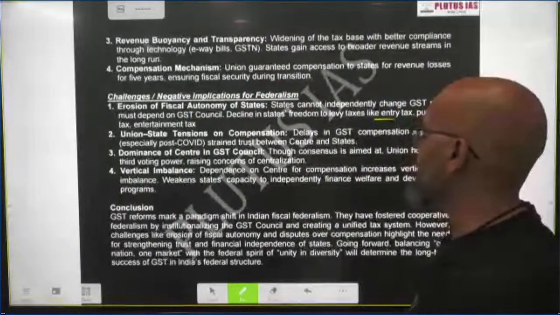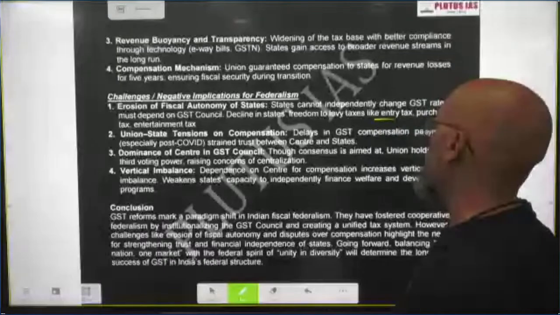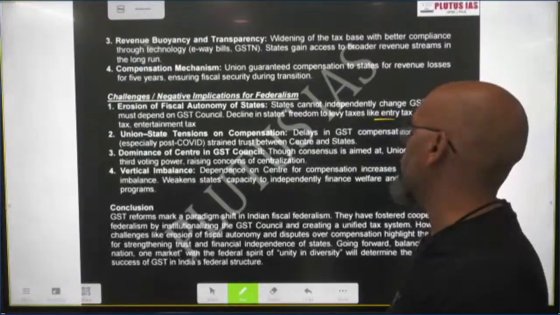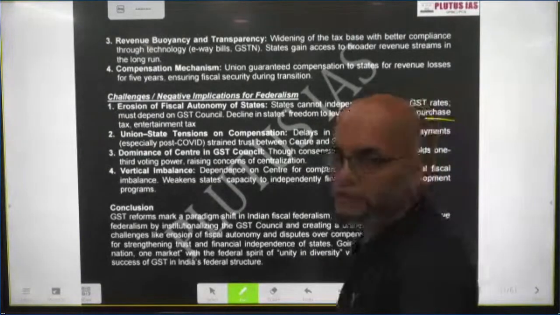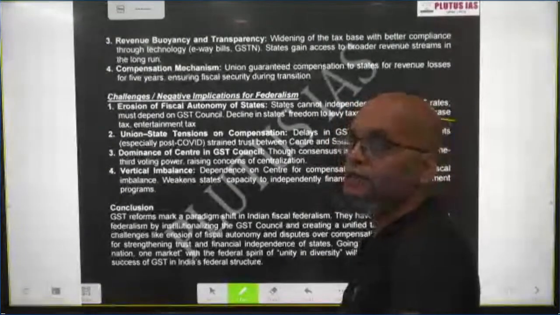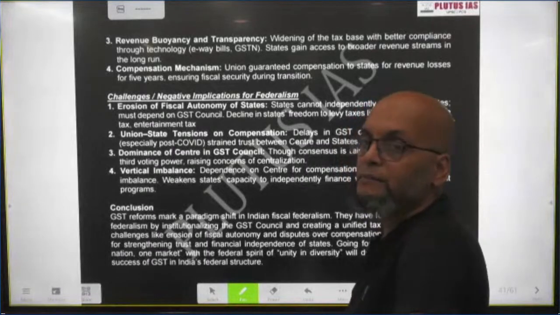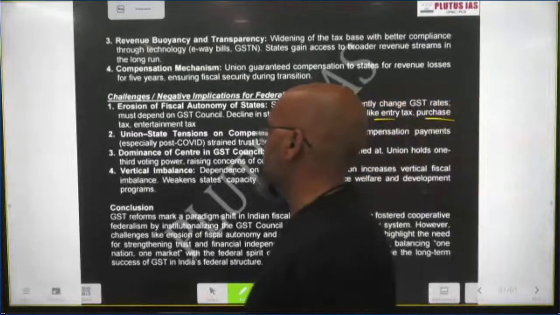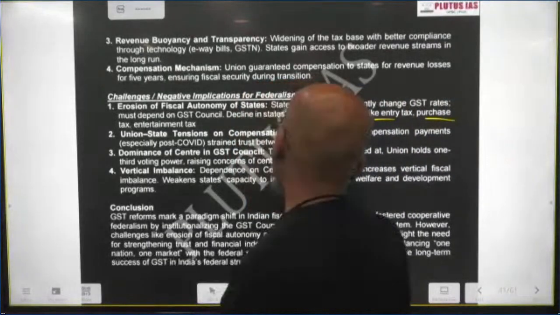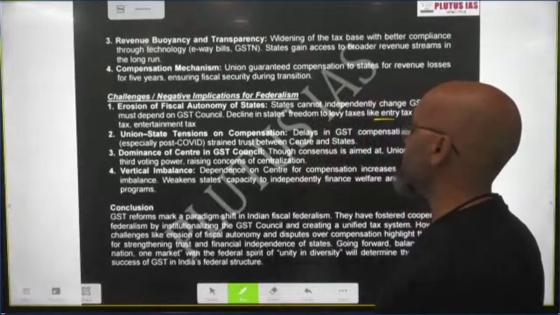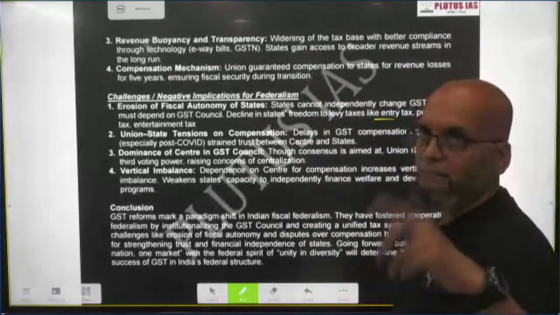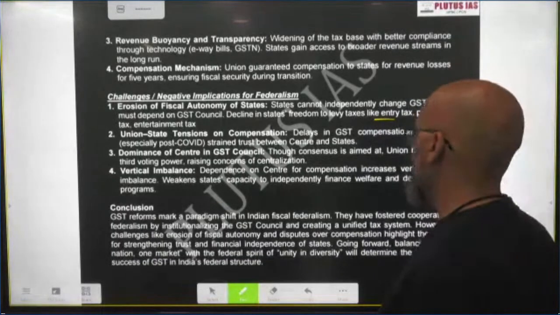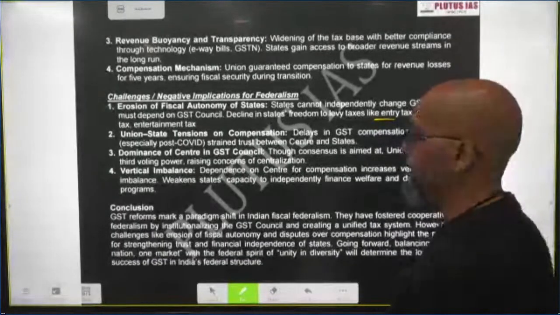Dominance of center in GST Council. Though consensus is aimed at, the union holds one-third voting power. Only center has one-third, two-thirds is by the remaining. Raising concerns of centralization and vertical imbalance, dependence on center for compensation increases vertical fiscal imbalance, that is imbalance between state and center, and weakens states' capacity to independently finance welfare and development programs.